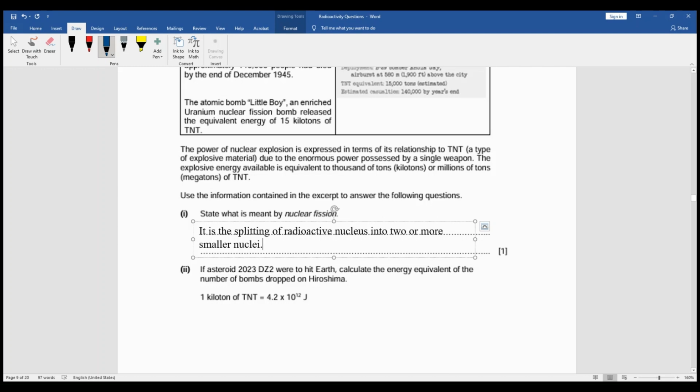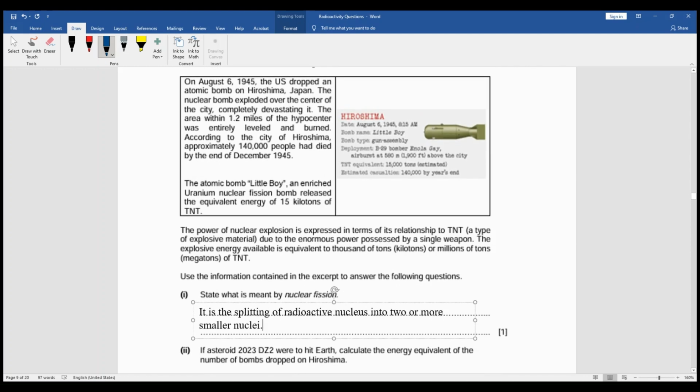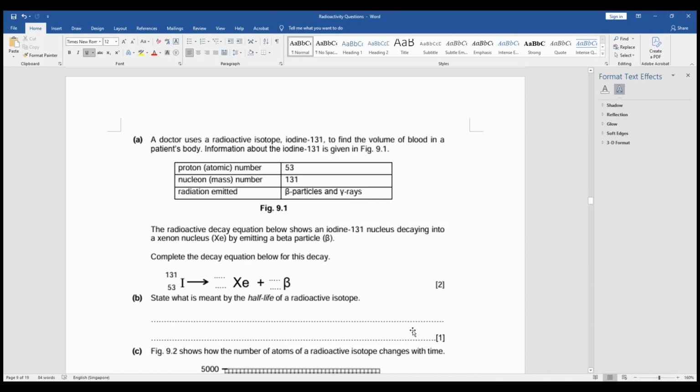Okay, if asteroid 2023 DZ2 were to hit Earth, calculate the energy equivalent in number of bombs dropped on Hiroshima. And here we go, the next question.